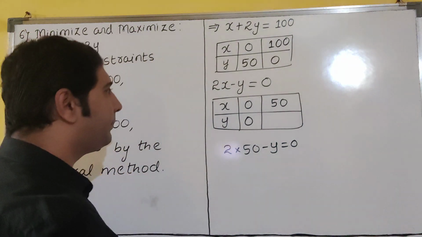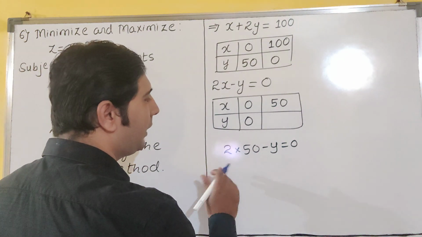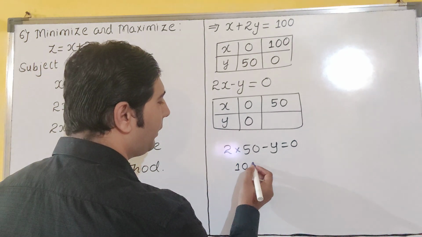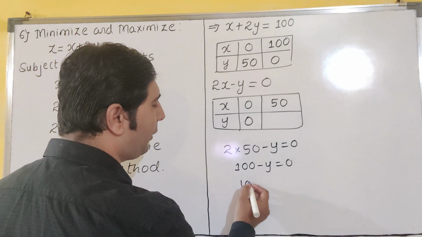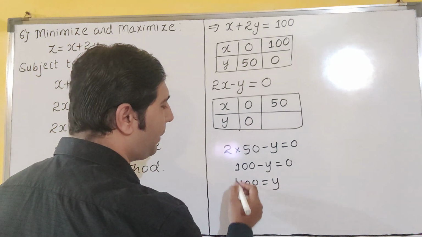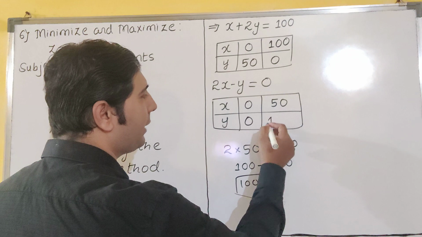So we see here, 2 into 50. 2 into 50 is how much? 100. 100 minus y is equal to 0. Minus y, you take that side, it will become plus y. Y value is what? 100, dear students.